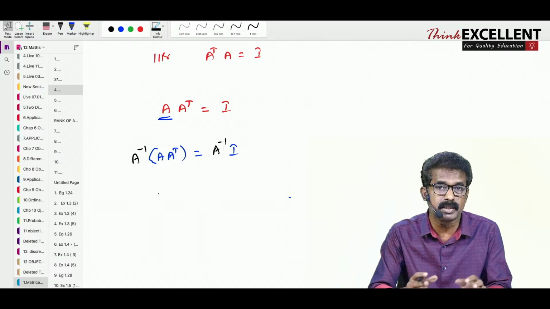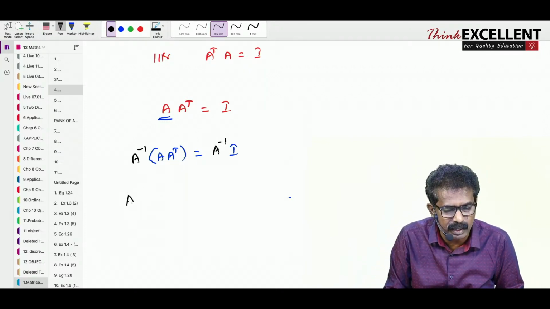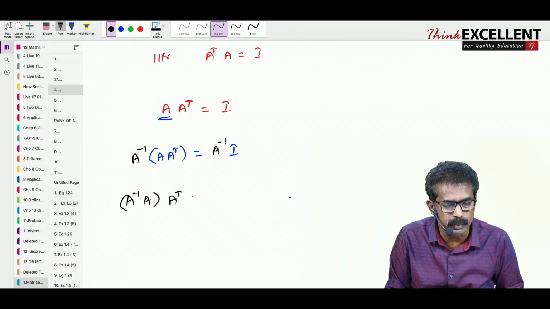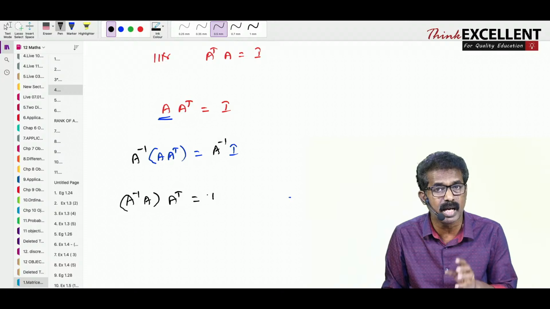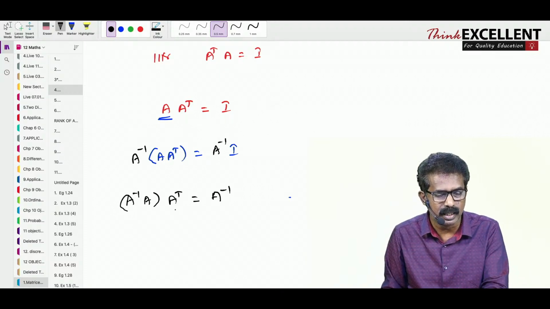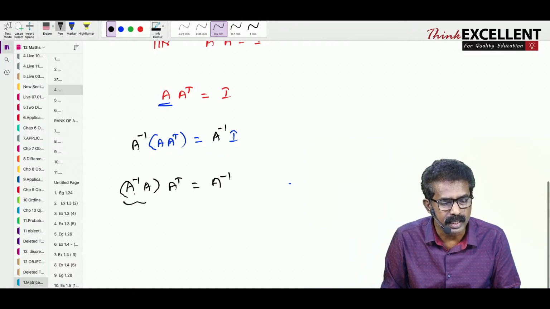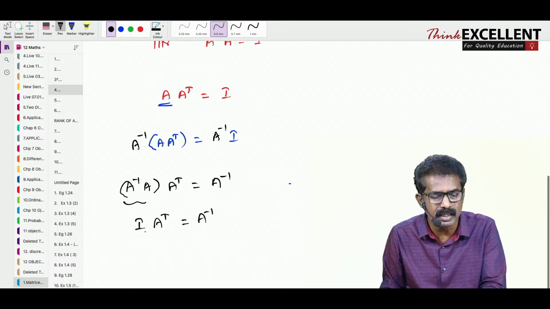Matrix multiplication is not commutative but it is associative. நீங்க என்ன செய்யலாம்? first and second combine பண்ணலாம். A inverse into A transpose equal to A inverse into I. I is like 1. A inverse and I is what? A inverse. Left side you see these two together. A inverse into A, that is I into A transpose is equal to A inverse. I is like 1. அவ்வளவுதான்.